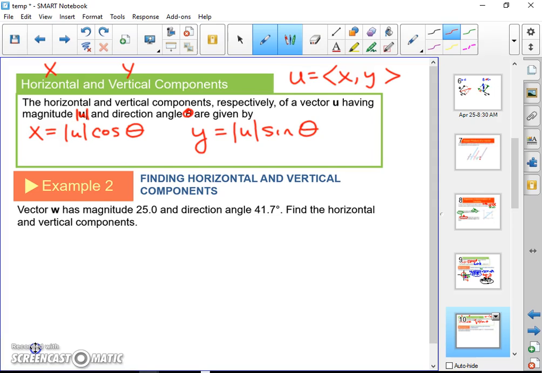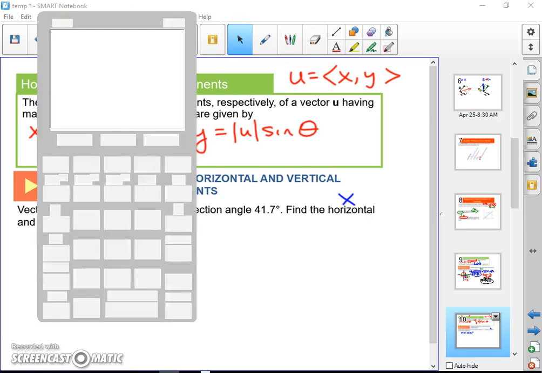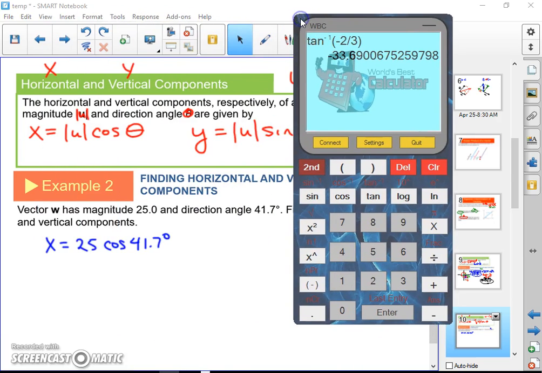Okay? So example 2 says vector w has magnitude 25 and direction angle 41.7. Find the horizontal and vertical components. Horizontal is talking about x. So we can find that by saying the magnitude times cosine 41.7 degrees. Calculator, need a calculator, make sure it's in degrees. 25 cosine 41.7 is about 18.7.